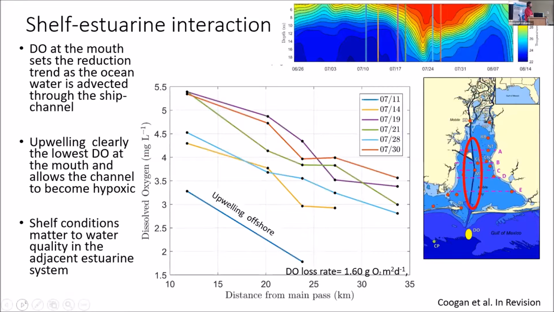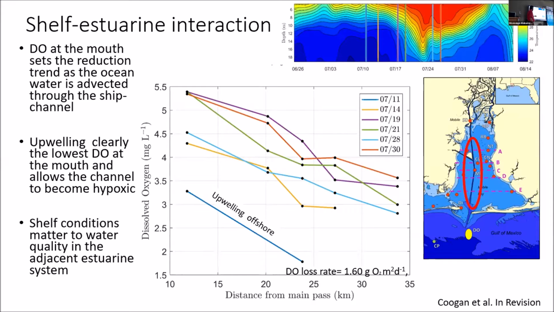So depending on whether or not you have an upwelling or downwelling phase, the dissolved oxygen, so this is distance from Main Pass, this is the water transect. The colored line indicates different days, and the y-axis is dissolved oxygen. So what you can see here is the days when it's not upwelling favorable conditions on the shelf, you have relatively well-oxygenated conditions in the ship channel. You start out at the mouth at like 4.5 to 5, and over the length of that ship channel, you never get below hypoxic conditions.